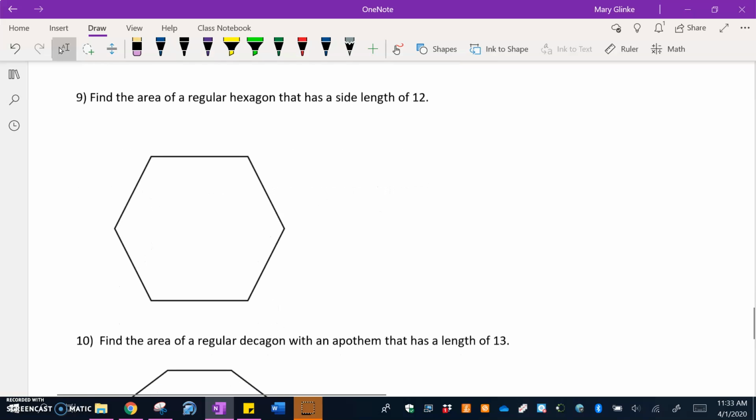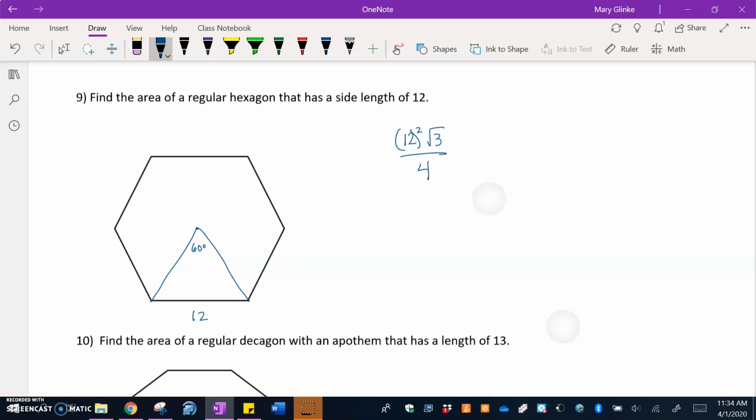So for number 9, we want to find the area of a regular hexagon that has a side length of 12. Now drawing in the triangle here, each of these central angles is going to be 60 degrees, and that's going to make this an equilateral triangle. So I can nicely find the area of that equilateral triangle by doing s squared root 3 over 4.